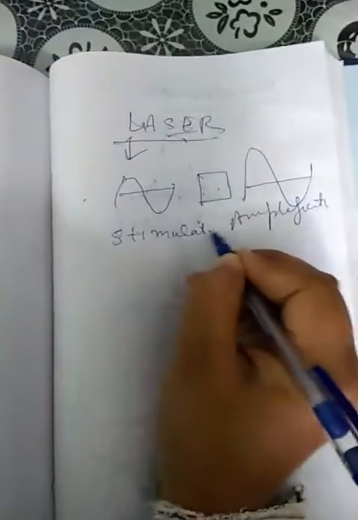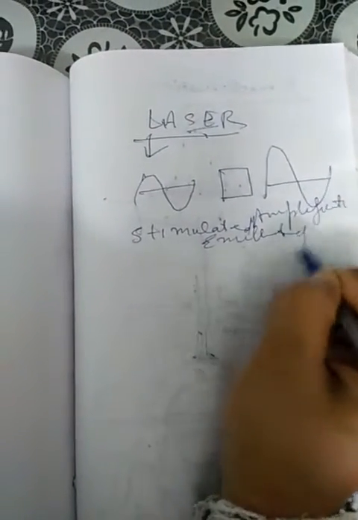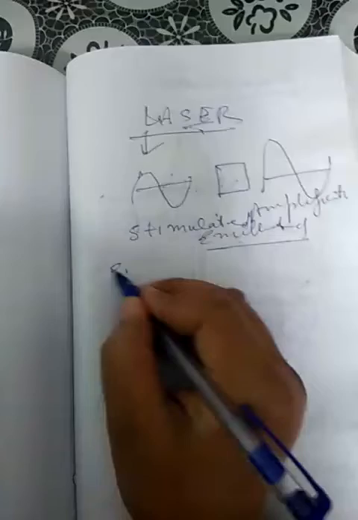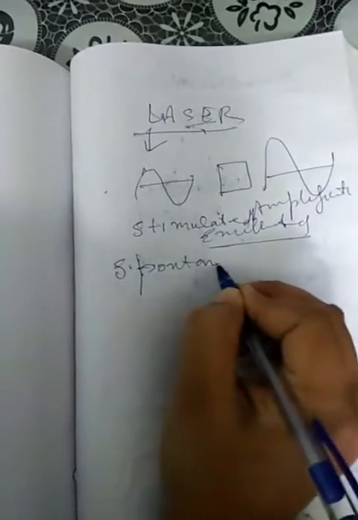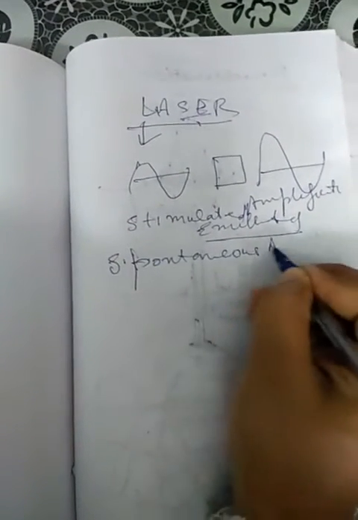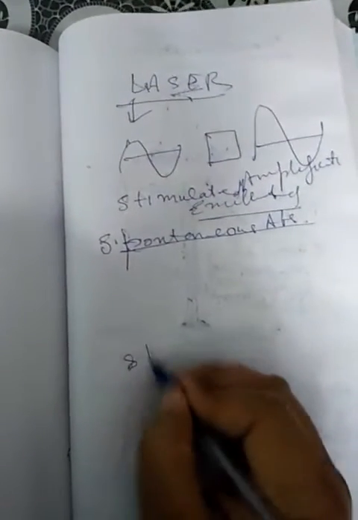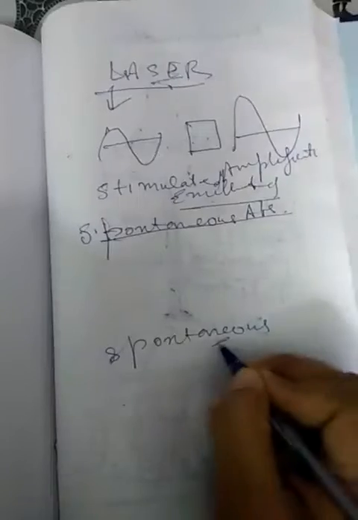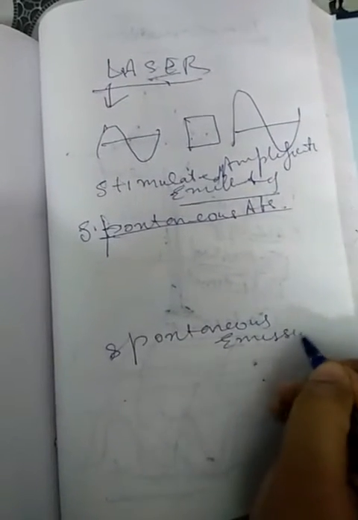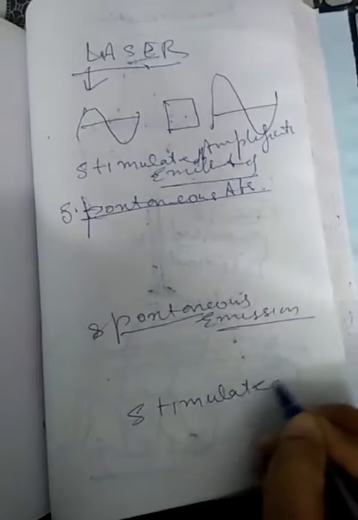Stimulated emission. Now to understand stimulated emission, we have to understand three different processes: spontaneous absorption, spontaneous emission, and then the third is stimulated emission.